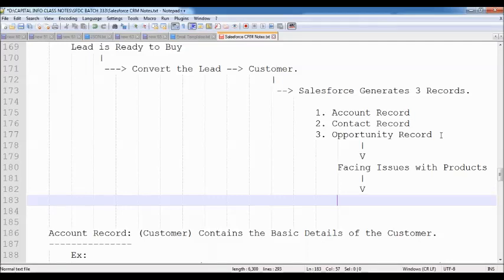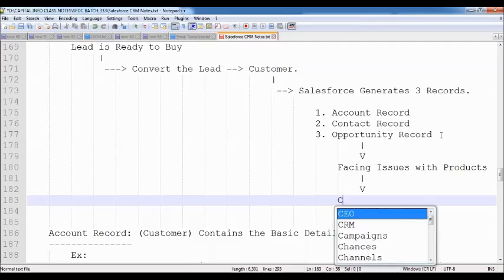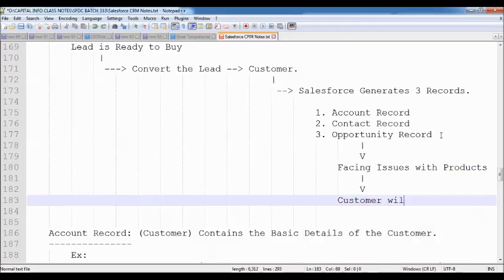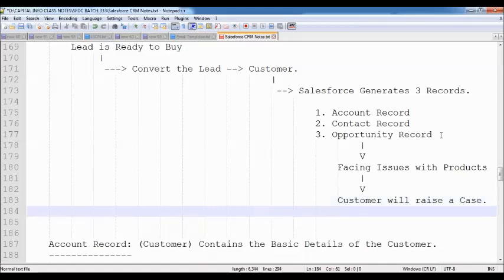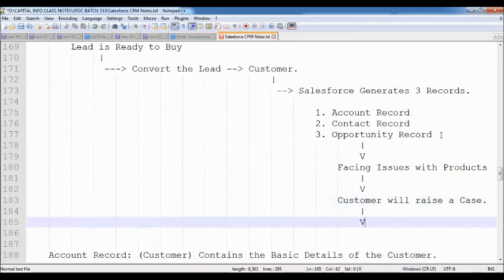Boss, today I'm facing so-and-so problem with your mobile network. That means we are raising a complaint. Now that complaint is also called a case. The customer is going to raise the case. Customer will raise a case.